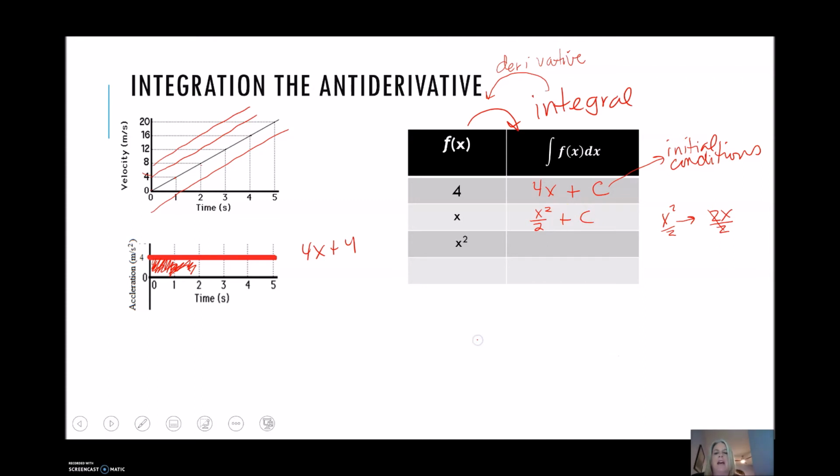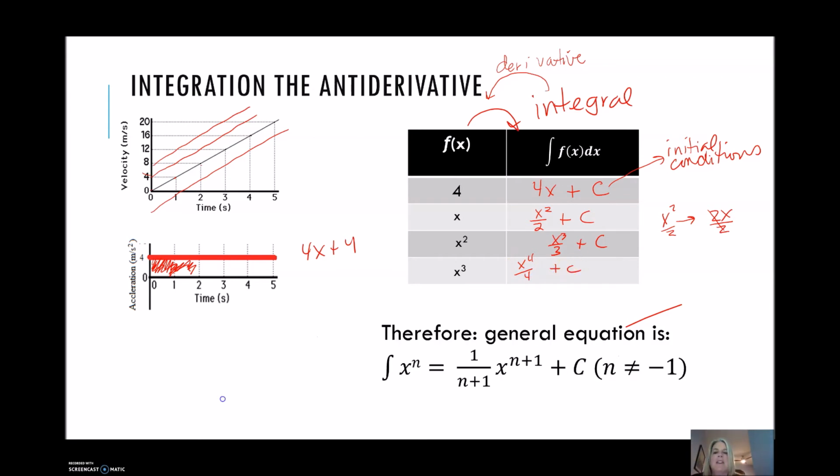What if we had x squared? What would that be? Well, that's going to be x cubed over 3. And again, plus our initial conditions. What if we have x cubed? Well, x cubed is going to be x to the 4th over 4. And again, plus c. So you notice this trend that gives us a general equation for integrals. Now, one thing that you need to know is that n can never equal -1.